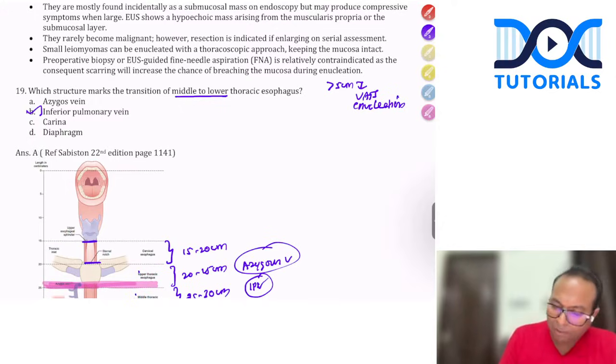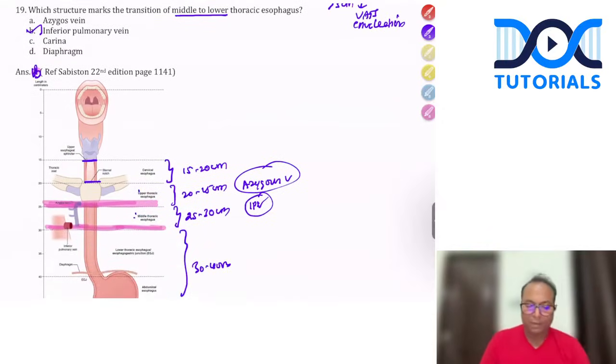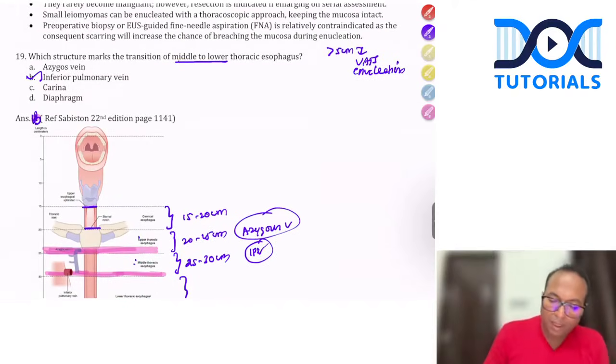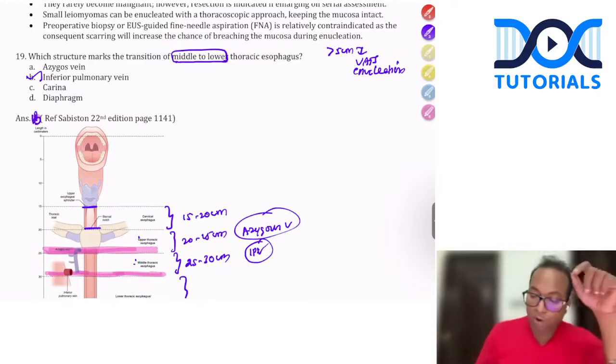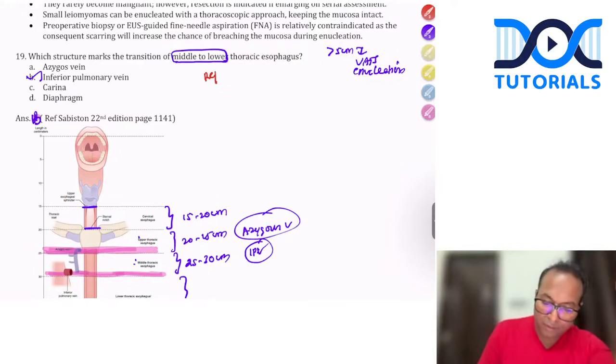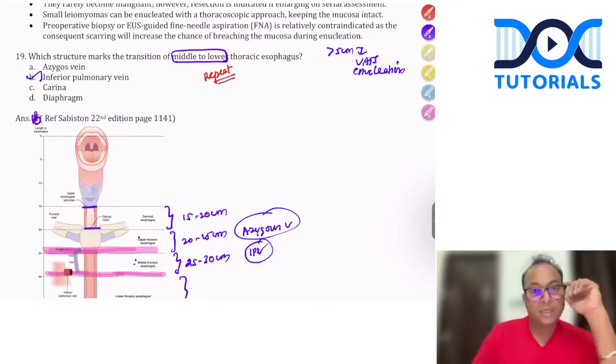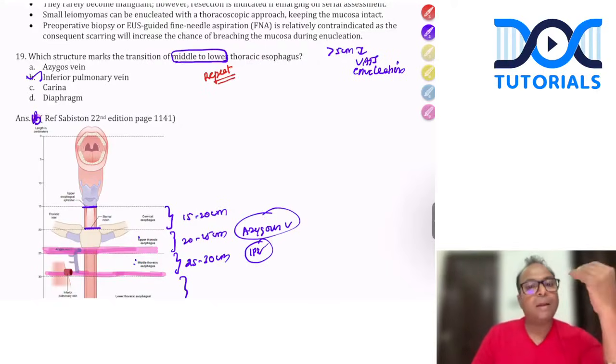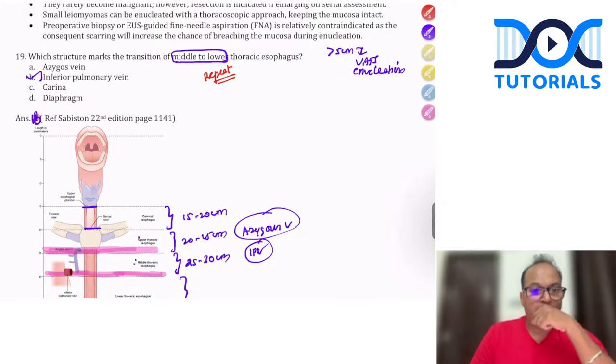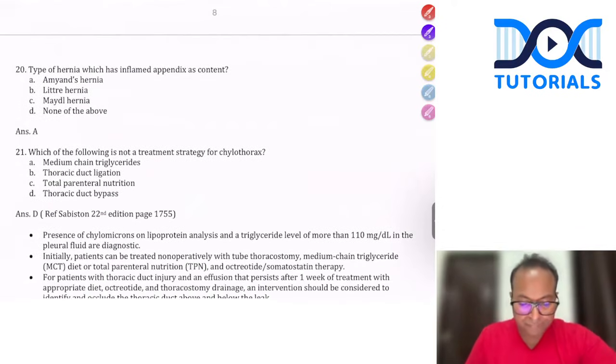Please remember, the answer for middle to lower is the inferior pulmonary vein. The answer here is B, inferior pulmonary vein. Upper and middle, it is the azygos vein. Middle and lower is the inferior pulmonary vein. The most important point, this is a repeat NEET SS question. This question was already asked. They asked in a previous year the upper and middle, that is the azygos vein. So don't forget this question.